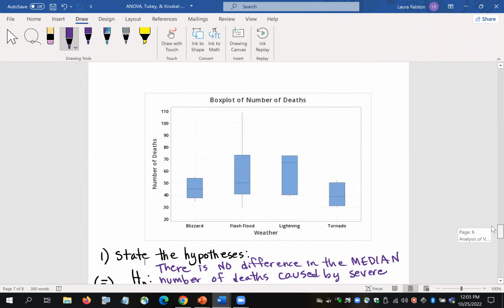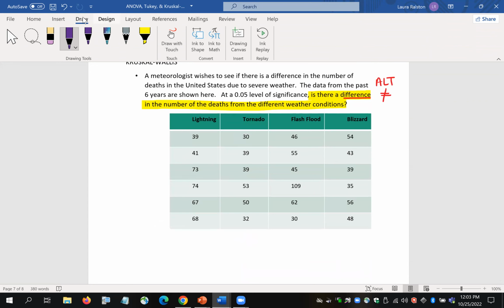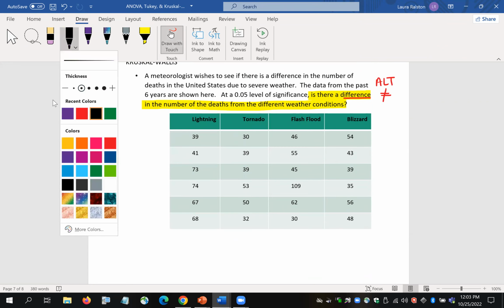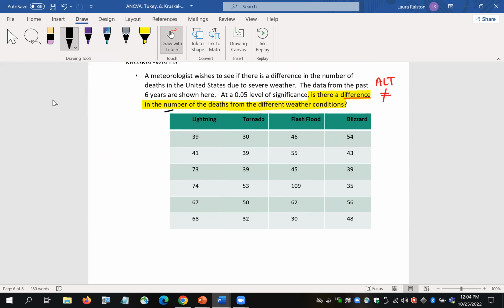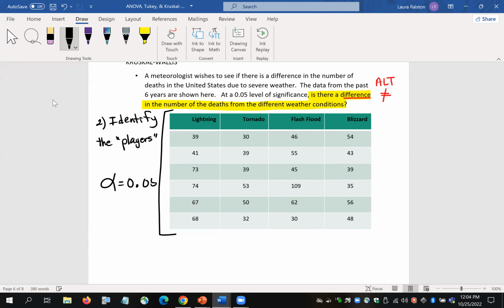Step 2 is to identify the information, which we've actually already done because the information was presented in table form. So this is step 2, to identify the players. And we're told to use alpha equals 0.05. So if we have a 5% level of significance, that means our confidence level is 95%.